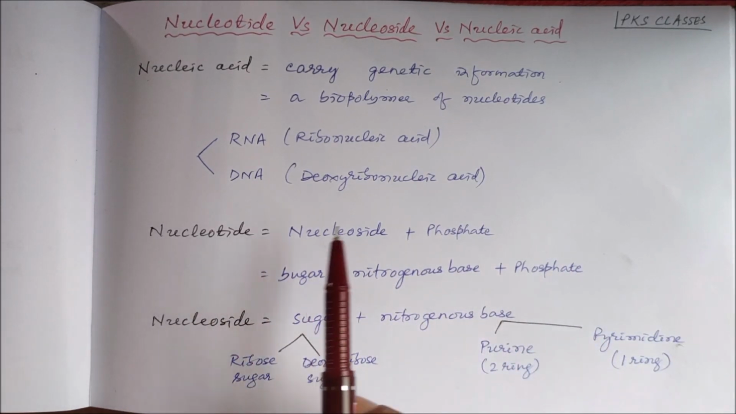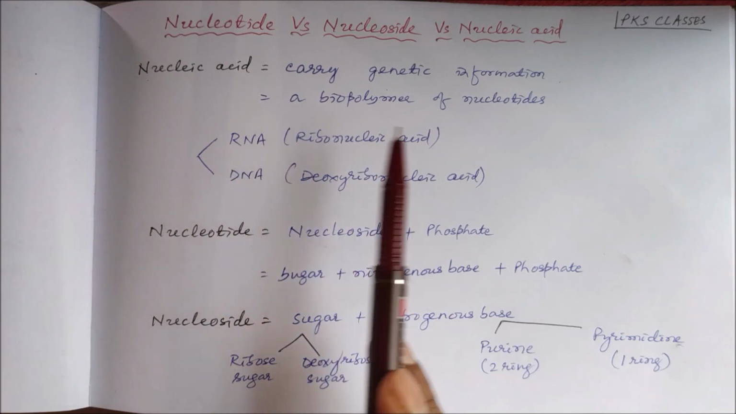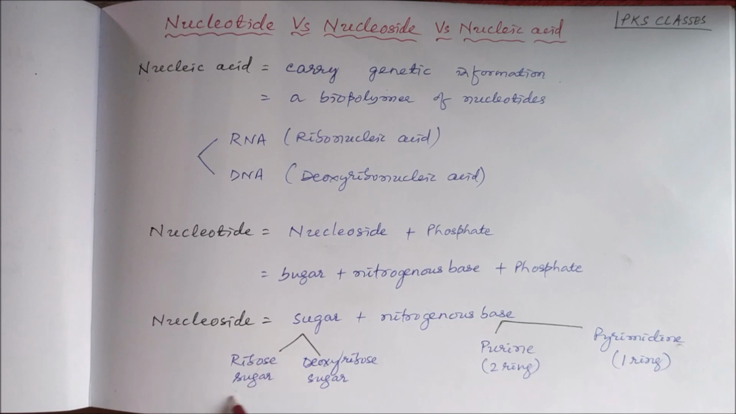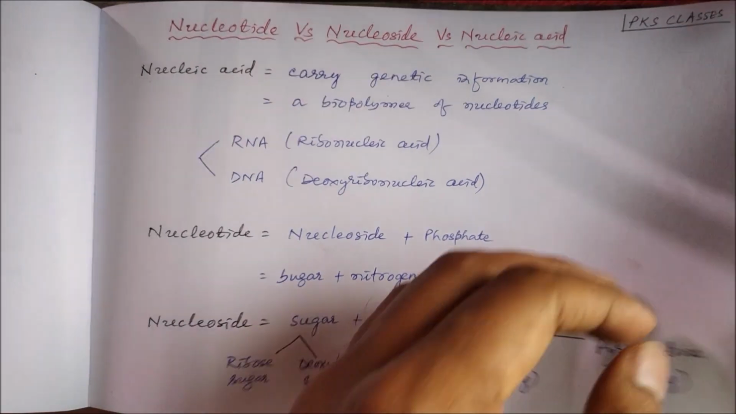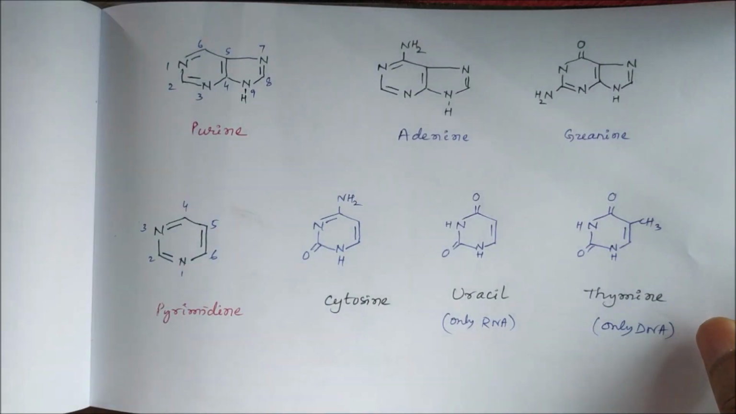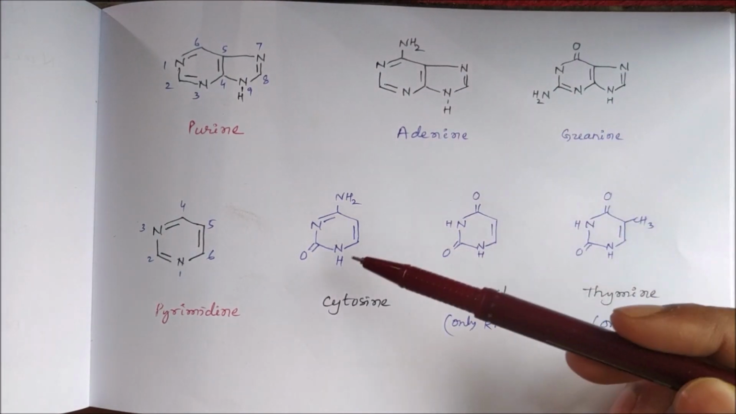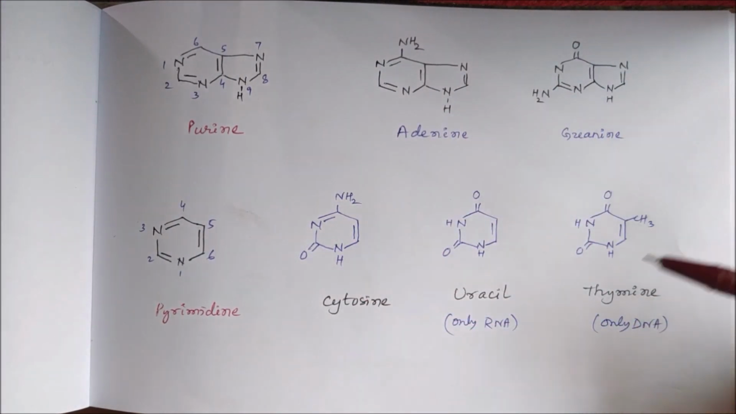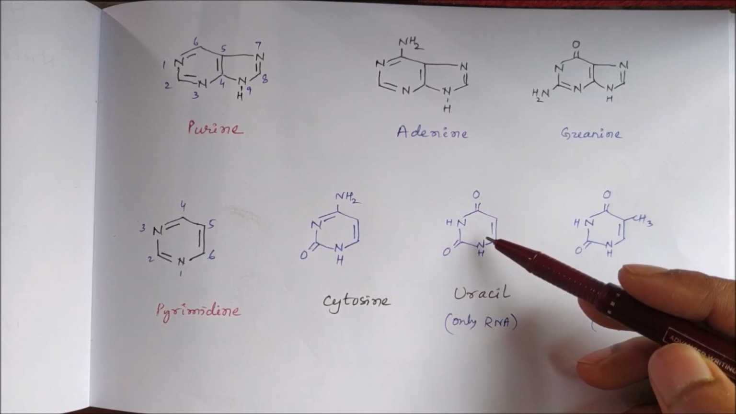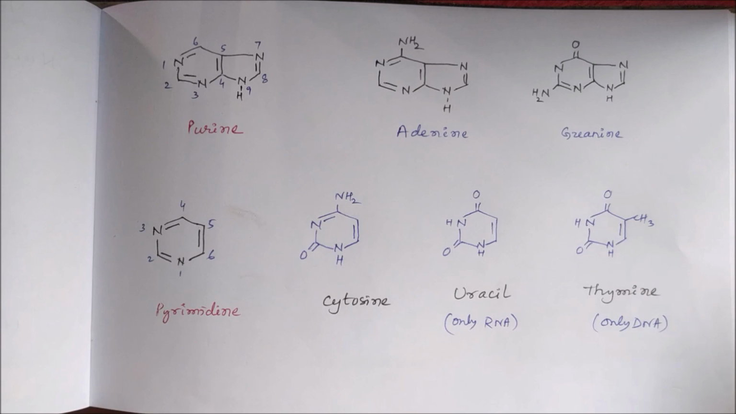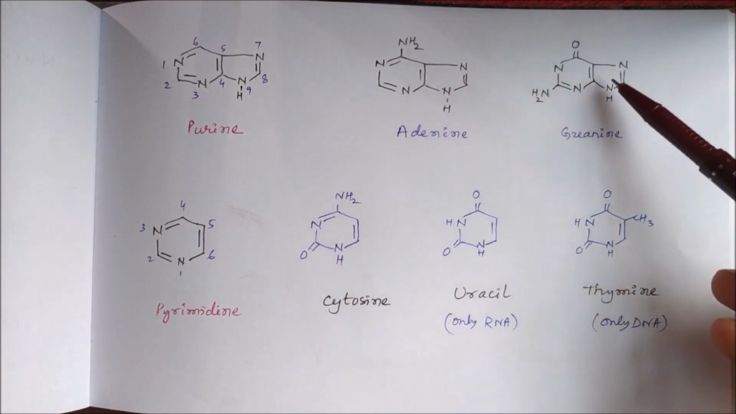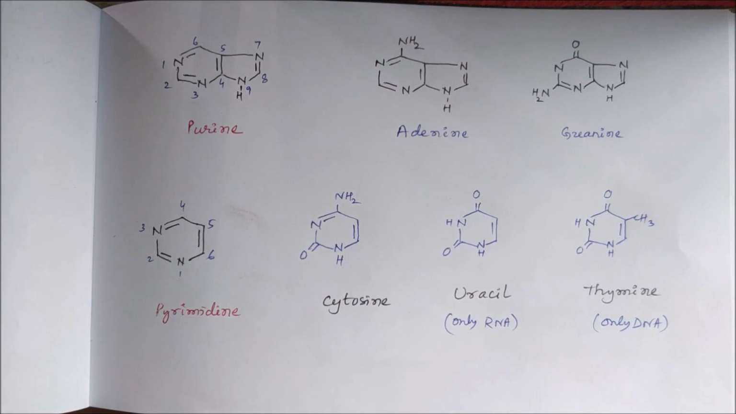And in RNA or ribonucleic acid, the sugar is ribose sugar. In DNA, the sugar is deoxyribose sugar. This is the difference. And similarly, the bases: there are two purine bases and three pyrimidine bases. Out of these bases, three are common: adenine, guanine and cytosine are common to both DNA and RNA. But uracil is present only in RNA. In DNA, thymine is present. So in RNA, the bases are adenine and guanine, the two purine bases, and cytosine and uracil, the two pyrimidine bases.